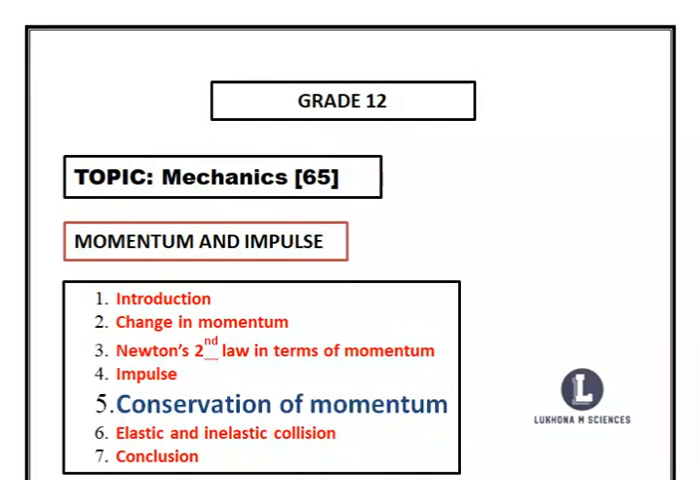Hello. This is video number 5 of momentum and impulse. That is the conservation of linear momentum. Remember, we said the momentum is the product of mass and velocity. It has both magnitude and direction. The SI unit for momentum is kg meters per second.